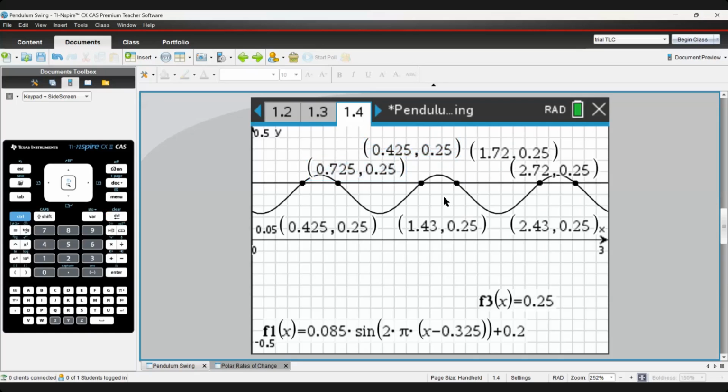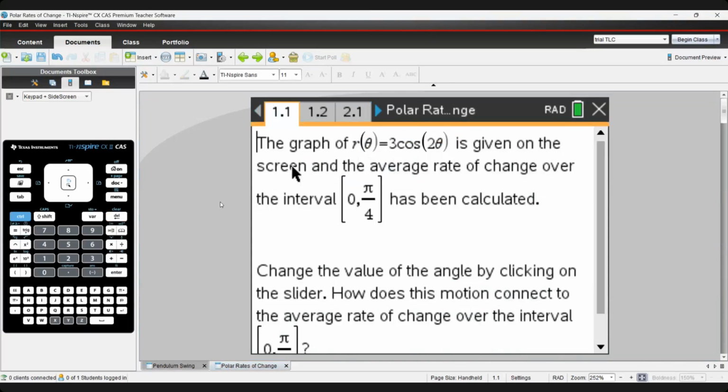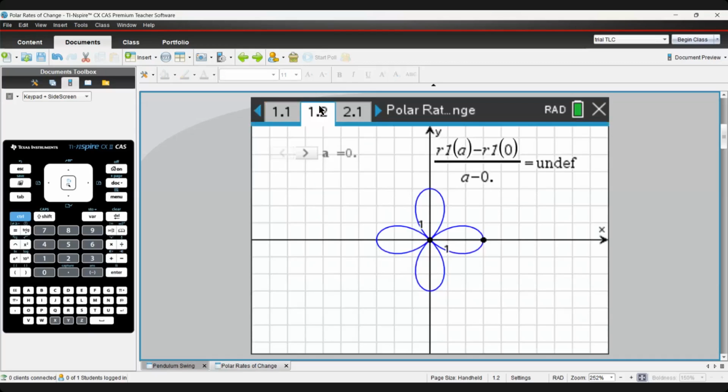Super. So Katie, we're almost out of time. Do you want to just maybe show the little bit of the polar? Sure, no problem. So the polar rates of change, and you all will look at this file, is looking at a polar function graph for us, so 3 cosine 2 theta. And we are going to look at the average rates of change over the interval from 0 to pi over 4. And what we have control over here is actually the angle that's going to change.